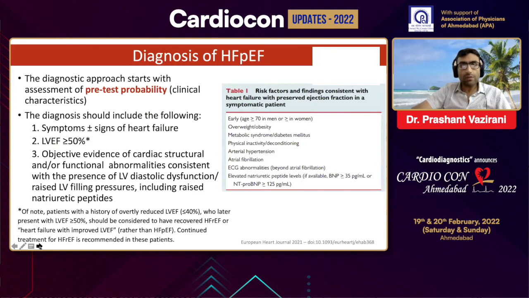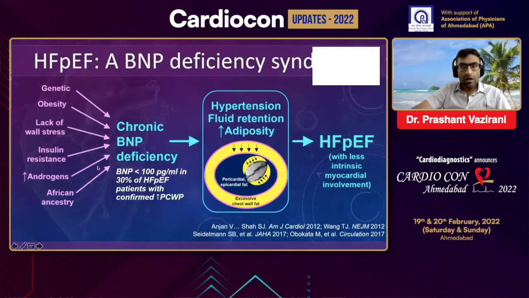So how do you diagnose a patient of HFpEF? Initially the pre-test probability, that is clinical characteristics, should be there. And the diagnosis starts with symptoms and signs of heart failure with an EF of more than 50%. And there should be objective evidence of diastolic dysfunction, which I will tell you later. Please remember that you do not need elevated BNP in all patients of HFpEF. Almost 30% of patients of HFpEF have a BNP of less than 100. So these are those patients of HFpEF with less intrinsic myocardial involvement.